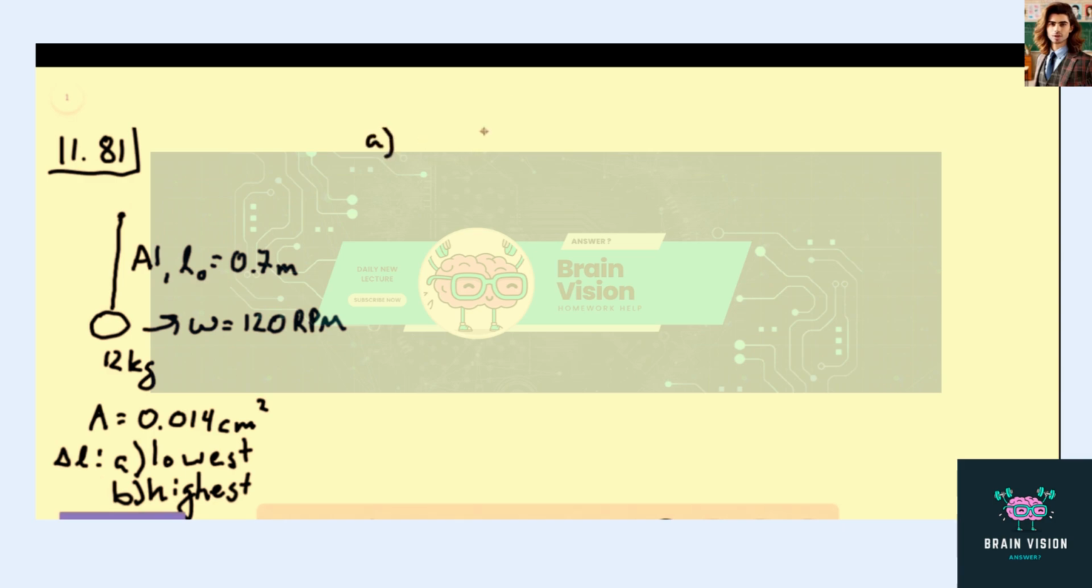So at the lowest point, we're going to have the tension going up and mg going down. Centripetal acceleration is going to be pointing upward. And so the tension minus the weight has to be equal to m times the centripetal acceleration, which is r omega squared.